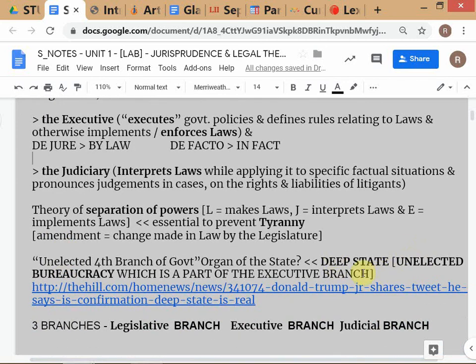Are the IAS officers elected by the people? No, sir. No. So these are the unelected bureaucrats.